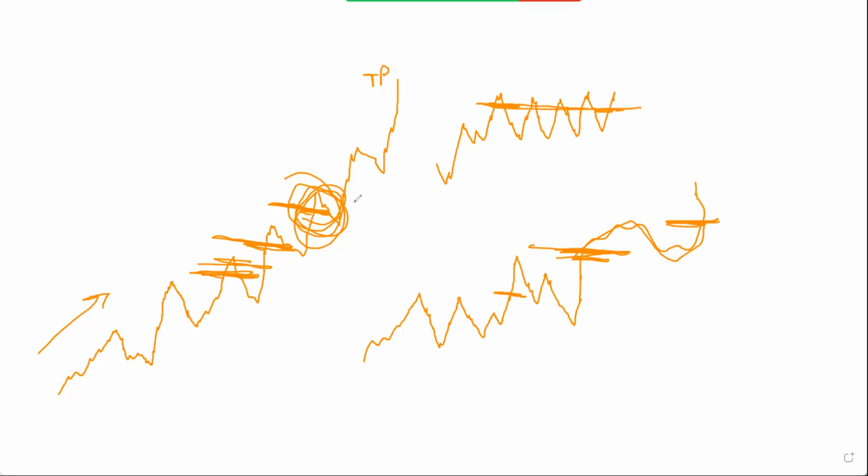So they won't always be spaced apart, but I think if you can think of it as that pullback and then continuation, you get a trade. Pullback, continuation, you get a trade. So that's how it's meant to be, perfectly like that. But if the market's not going up perfectly like that, then it can be a little bit different.